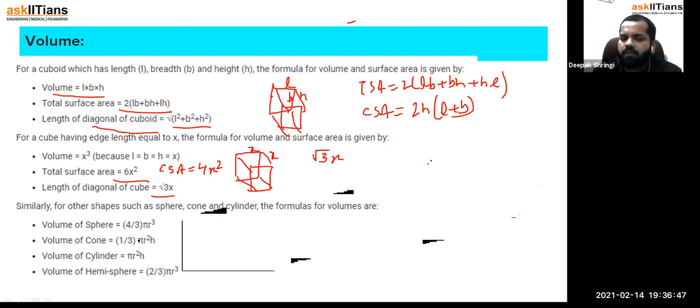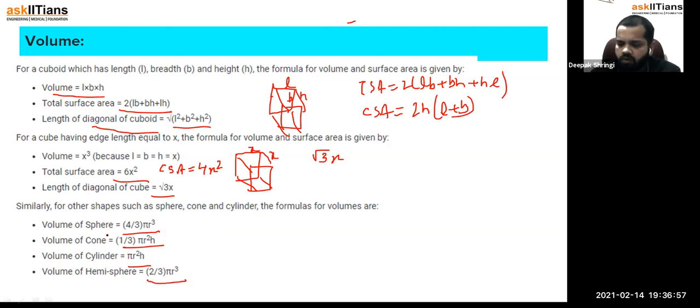Similarly, the volume of a sphere is 4/3 pi r cube. The volume of a cone is 1/3 pi r square h, the volume of a cylinder is pi r square h, and the volume of a hemisphere is 2/3 pi r cube. I think you all know the basic formulas, the volume formula, total surface area formula, and curved surface area formulas of different solids, right?